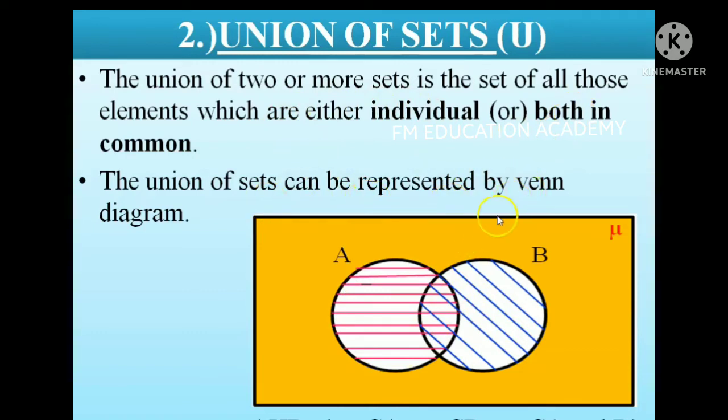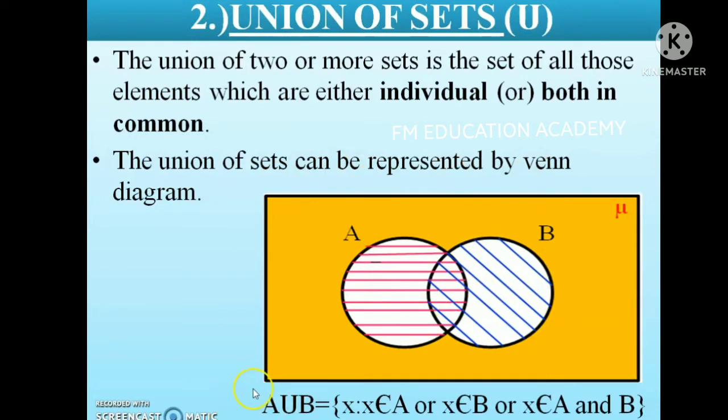So this union of sets can be represented by Venn diagram. So how to write that? This set A union B is equal to {x : x belongs to A, or x belongs to B, or x belongs to A and B}. What is x here? x is any element which is present in A or B. We will see that in the future videos of how to solve the problems. Okay. So x can either belong to A, or x can belong to B, or x can belong to both A and B.